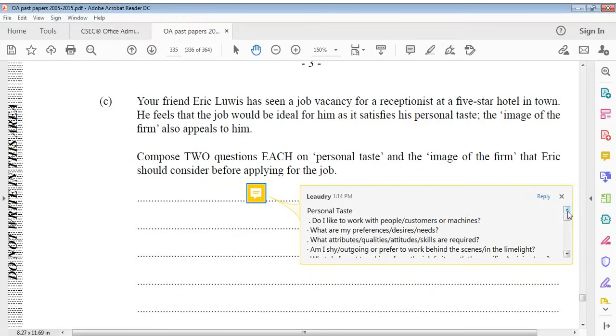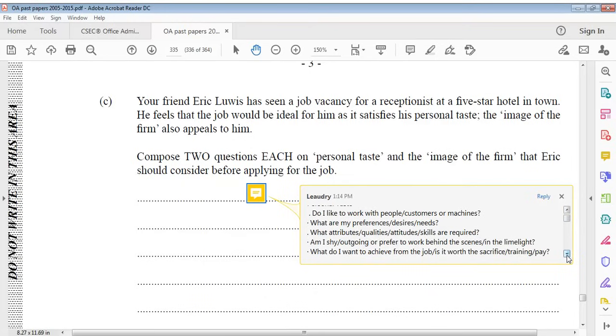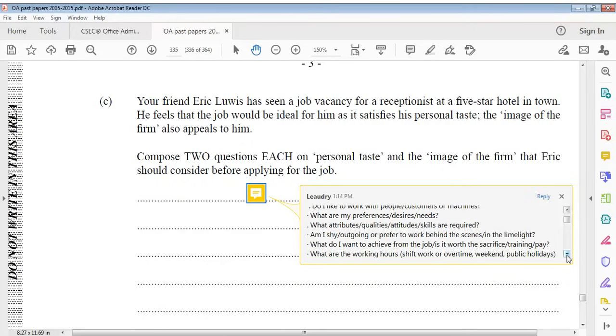1. Do I like to work with people or customers or machines? 2. What are my preferences or desires or needs? 3. What attributes or qualities or attitudes or skills are required? 4. Am I shy or outgoing, or prefer to work behind the scenes or in the limelight? 5. What do I want to achieve from the job? Is it worth the sacrifice, training, or pay?